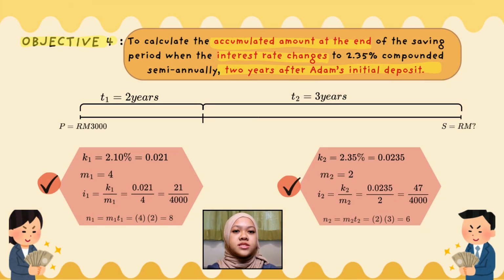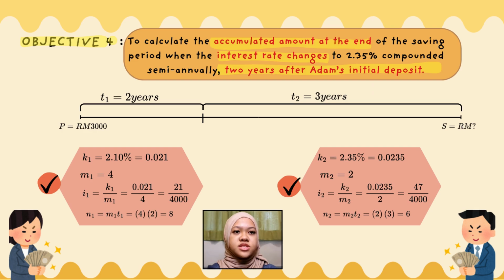For objective 4, it is to calculate the accumulated amount at the end of the saving period when the interest rate changes to 2.35% compounded semi-annually 2 years after Adam's initial deposit. K1 is 0.021, M1 is 4, i1 equals 21 over 4,000, N1 equals 8. And K2 is 0.0235, M2 is 2, i2 equals 47 over 4000, N2 equals 6.